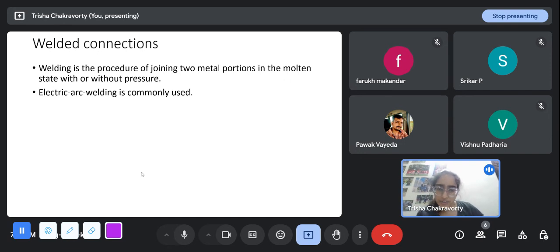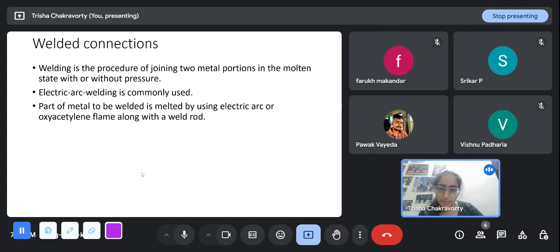Electric arc welding is commonly used. You must have seen this in construction areas around you. They have the sparky electric thing, and the one doing the welding wears a protective guard in front of his eyes, because you should not look at it with your naked eye.